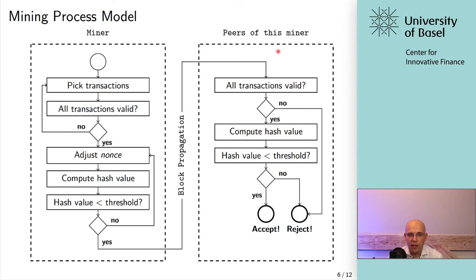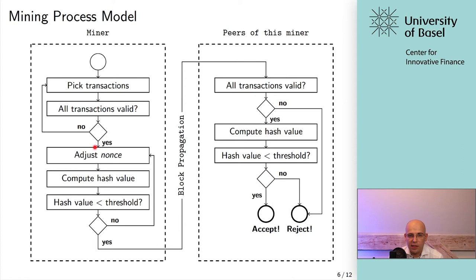The first thing the miner does, he or she looks at the transaction queue, the personal transaction queue, this mempool we've talked about last time, picks some transactions for inclusion into his or her candidate block. Then the miner checks if all transactions that are part of this proposal are valid. That's really important because he or she knows that everyone else will be able to also verify that later on. If not, then the miner discards the invalid transactions and just picks new ones. If yes, then we proceed right here.